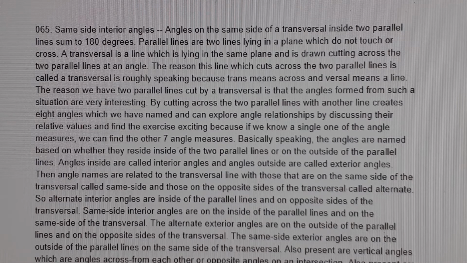Also present are vertical angles, which are angles across from each other, or opposite angles on an intersection. Also present are corresponding angles, which match up in orientation but are in different locations. Also present are adjacent angles (angles next to each other).